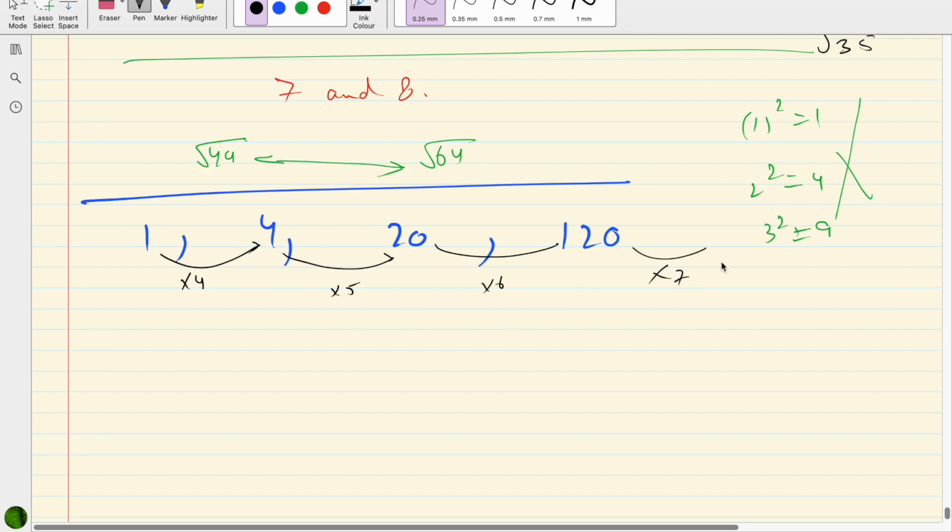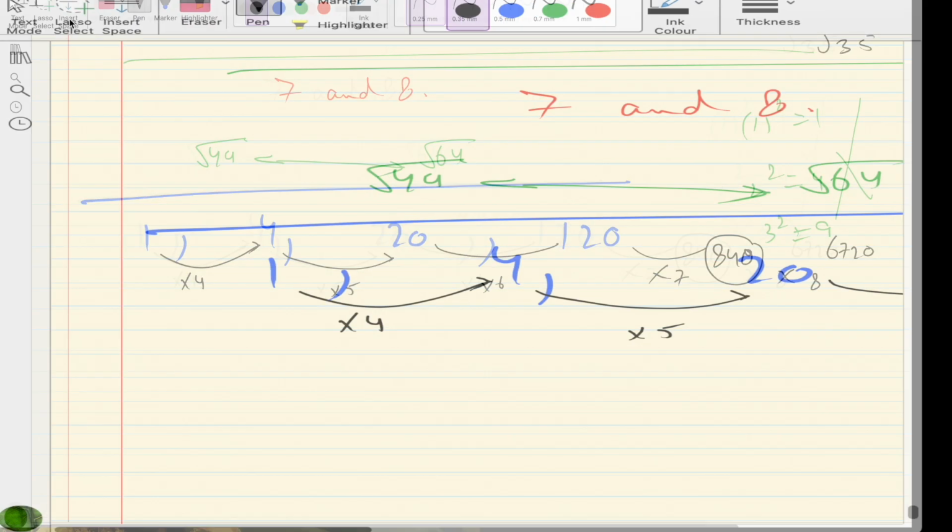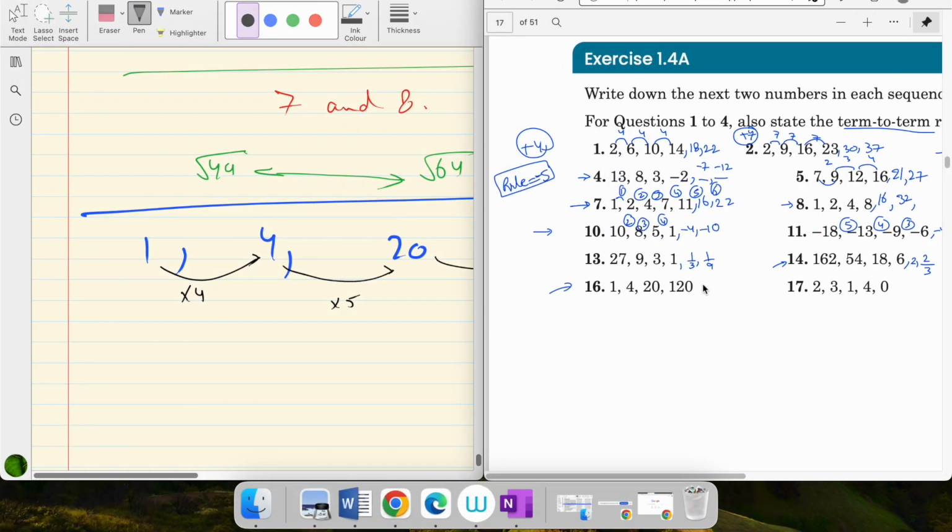So 120 into 7 is 840, and then the next one would be into 8 is 6720. So 840 and 6720.